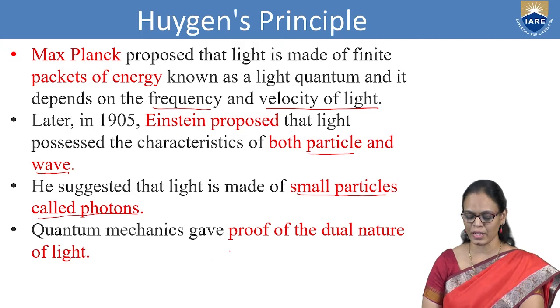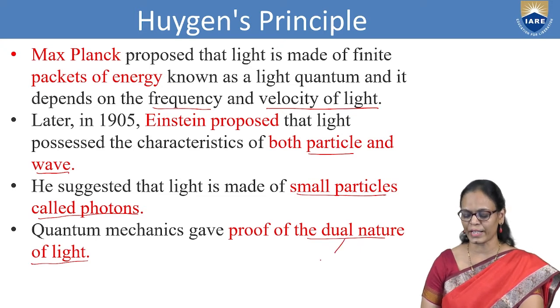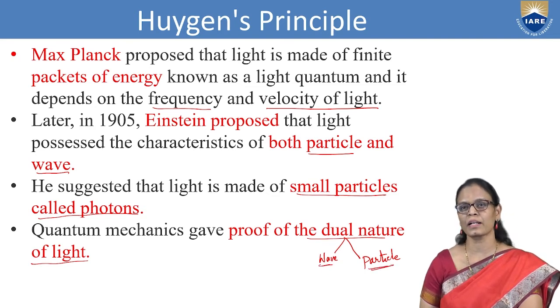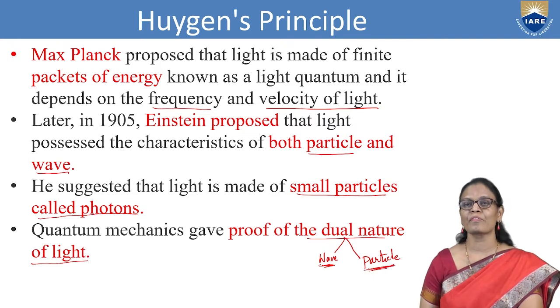And quantum mechanics gave proof for the dual nature of light. Dual nature here means it is wave as well as particle. So they finally agreed that light has both wave as well as particle nature. Under certain circumstances, to explain certain phenomena, we use the wave nature of light, and to explain other phenomena, we use the particle nature of light.